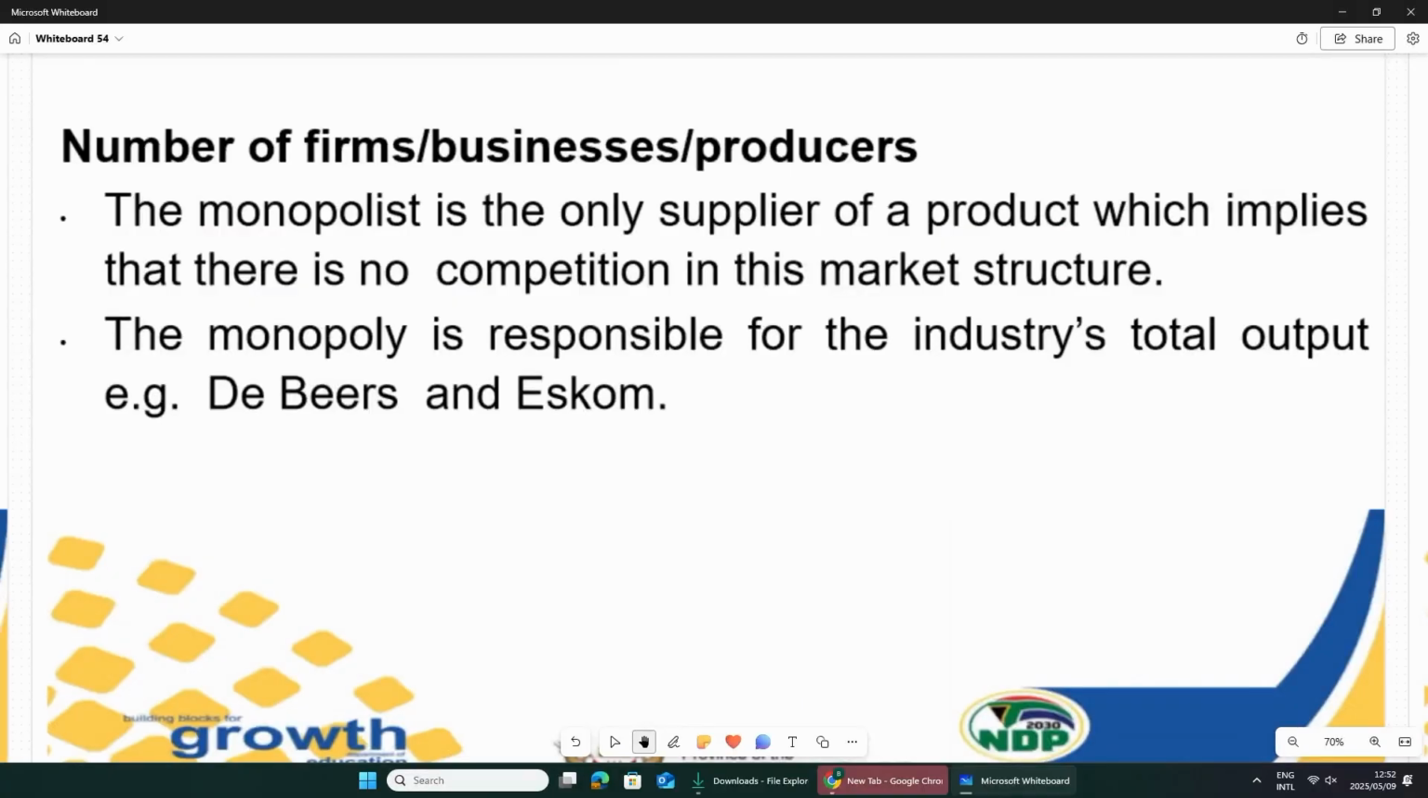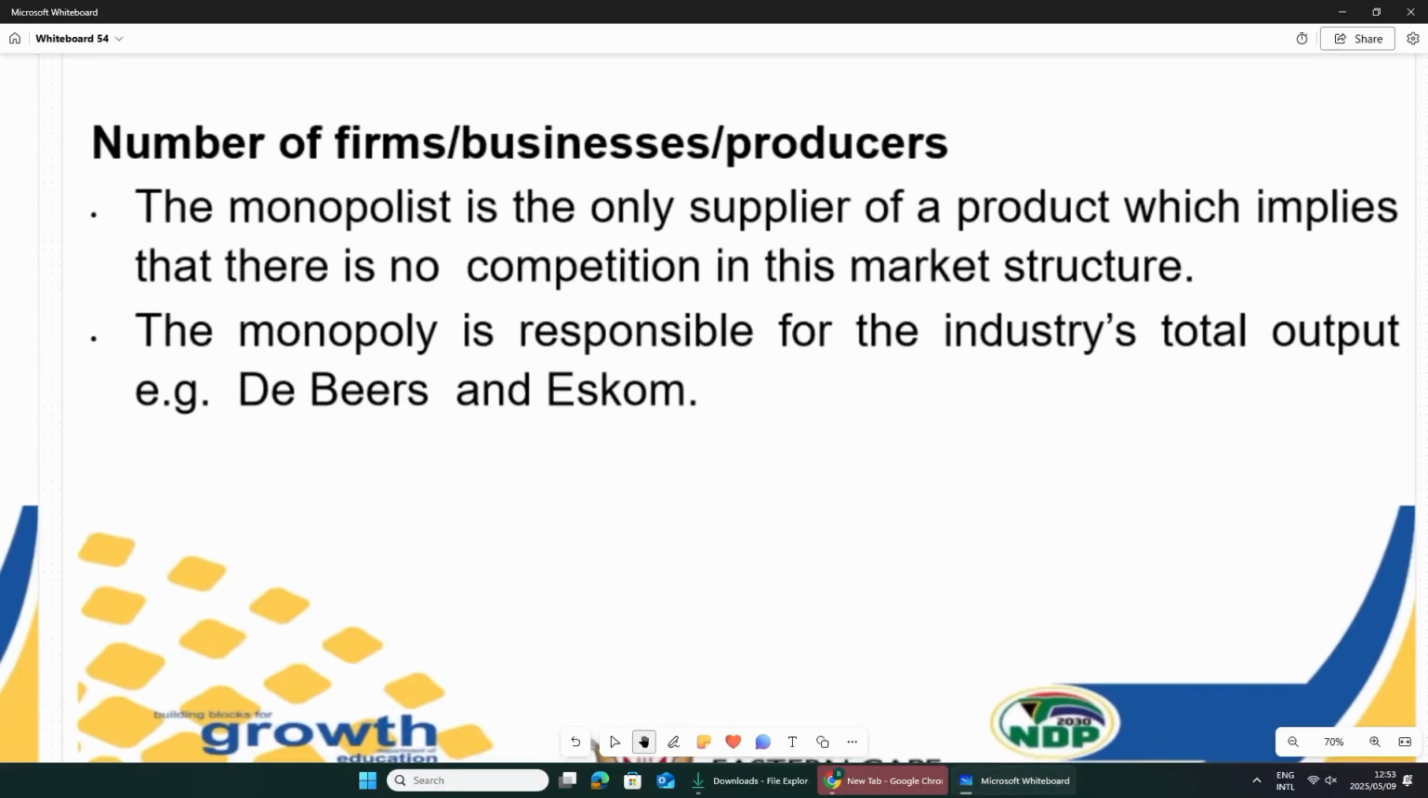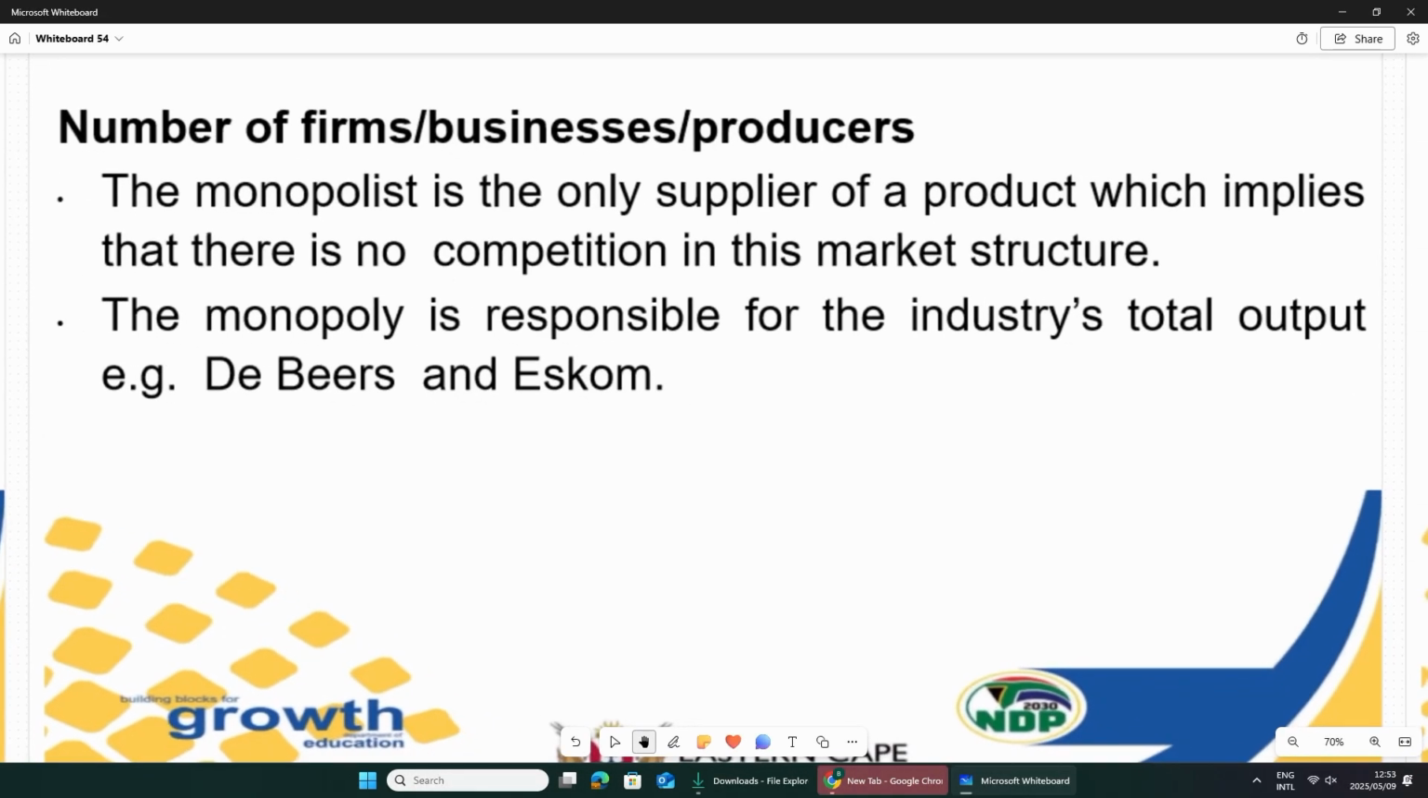To start with, I'm going to look at the number of firms or businesses or producers. The monopolist is the only supplier of a product, which implies that there is no competition in this market structure, since there is only one seller of a product. And also, the monopolist is responsible for the industry's total output. So whatever is going to be produced in the industry comes from this single seller.